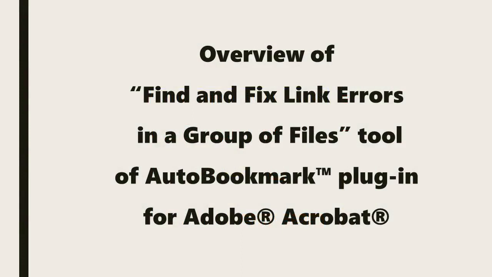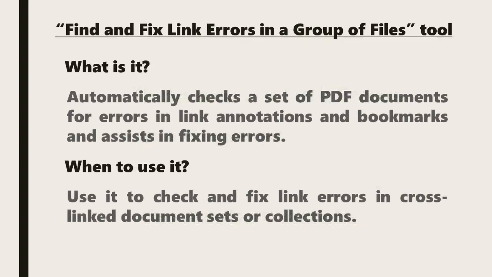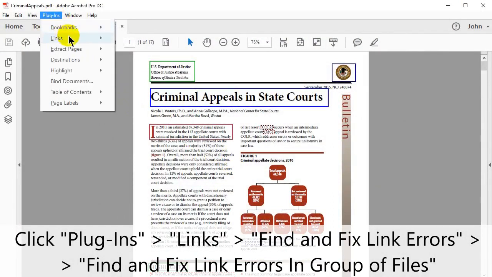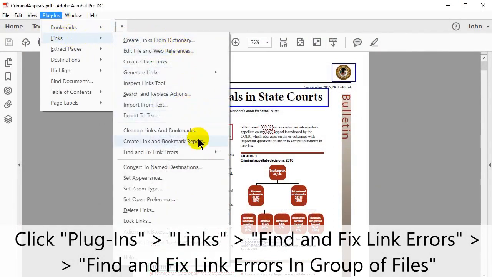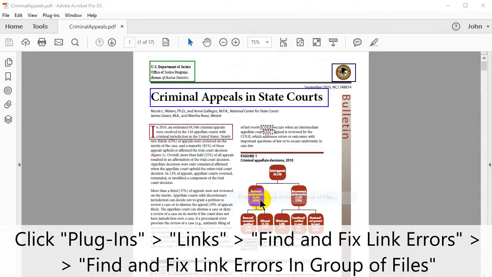Now let's look at an overview of the Find and Fix Link Errors in a Group of Files tool in the AutoBookmark plugin for Adobe Acrobat. This tool automatically checks a set of PDF documents for errors in link annotations and bookmarks, and assists in fixing these errors. You would use it to check and fix link errors in cross-linked document sets or collections. To use this tool, click Plugins, Links, Find and Fix Link Errors, then Find and Fix Link Errors in Group of Files.